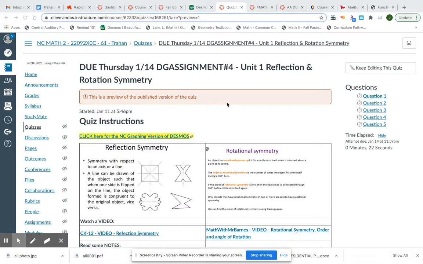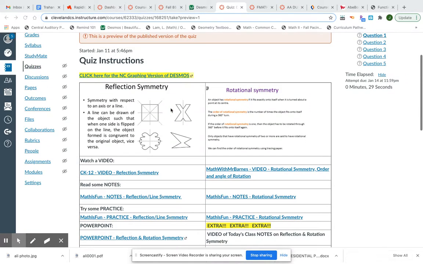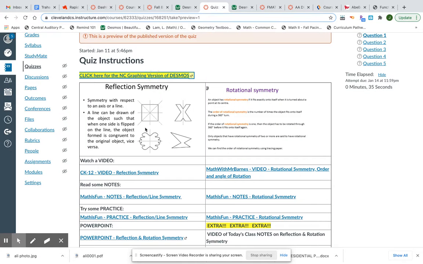All right, so in this lesson, you're going to see what reflection and rotational symmetry is all about. And anytime you need Desmos, just click here and that'll take you straight to Desmos. But what we're going to talk about first is reflection symmetry, and then we'll talk about rotational symmetry.